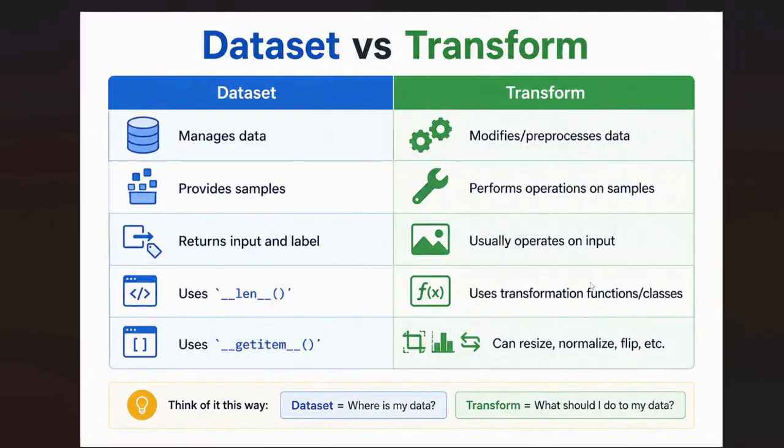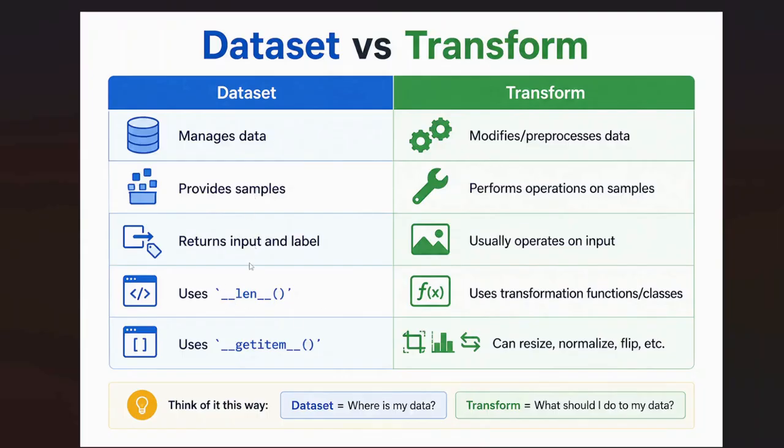Now let's see the difference between dataset and transform. Basically, a dataset manages data, and a transform is something which modifies or pre-processes the data. A dataset provides samples. A transform performs operations on samples.